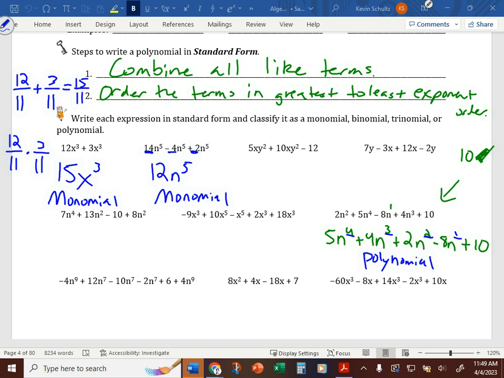15, right? We start with 5, we get 10 more. Total, we have 15 of whatever xy squared is. And then minus 12 being a constant, we can't combine it because it does not have an xy squared with it. And so we would leave it as is. And what type of nomial is it? Binomial.